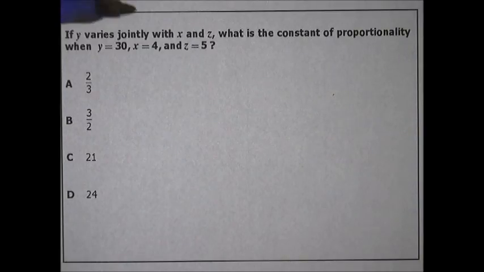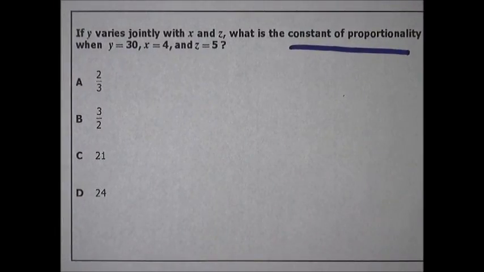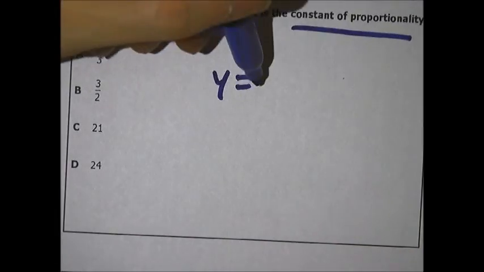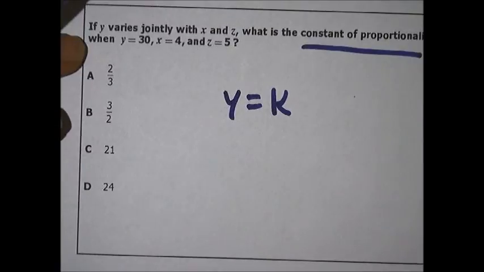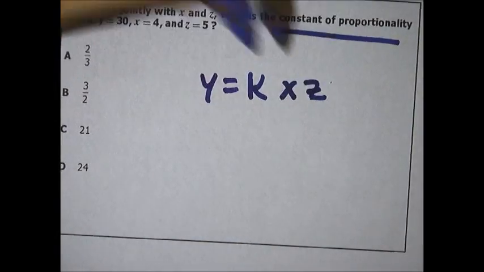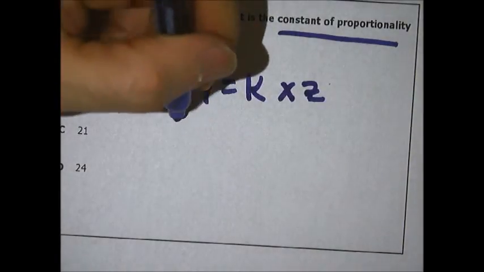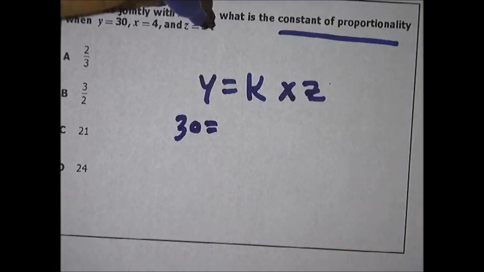If y varies jointly with x and z, what is the constant of proportionality? This is a variation question, but it's a little bit different because this one they're only asking you to find the constant of proportionality. In other words, they're asking you to find k. So I start and I try to find an equation, and it says y varies. So y equals, how does it vary jointly? So in your mind it's going to be k and then something something. In this case, something something is x and z. So I write these down. It says, what is the constant of proportionality when y is 30, x is 4, and z is 5?